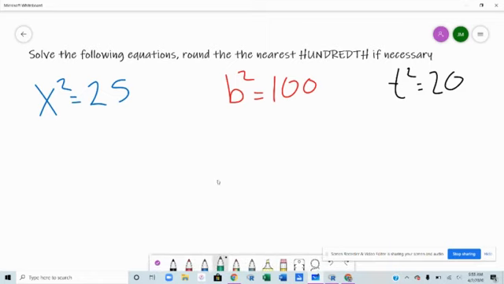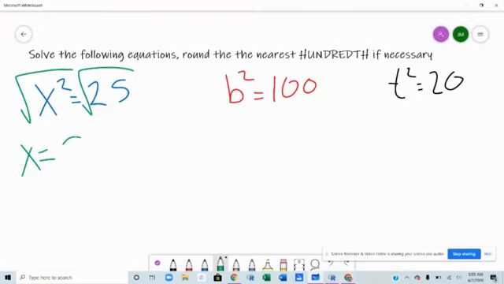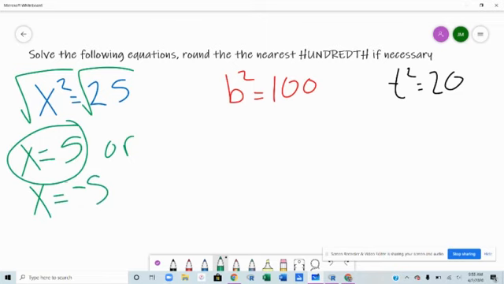So let's start out with our first one. X squared equals 25. So the only thing we need to do is get rid of this squared by square rooting. X equals what number times itself gives you 25? Or you can come back into Desmos and do square root of 25, and you get 5. Or x equals negative 5. You should have 2 answers.